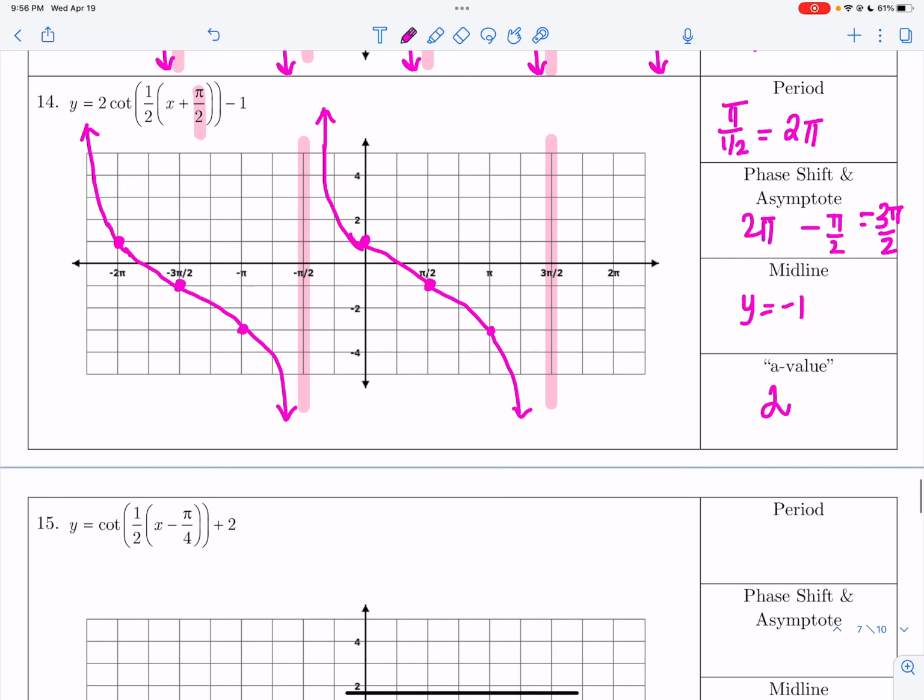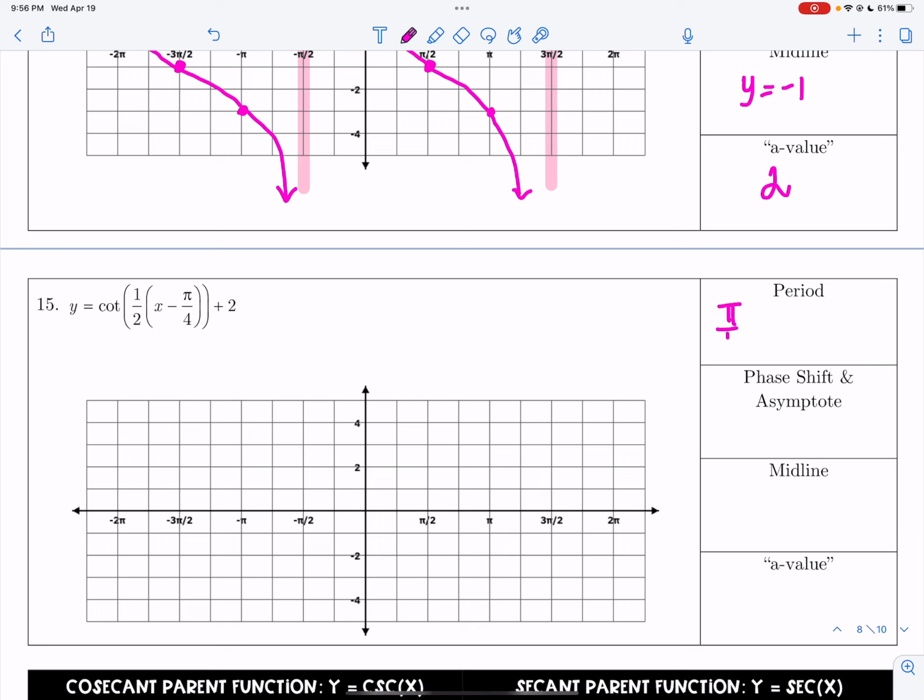15, same thing where I have a half as my b value. And then my asymptote, I'm just going to add pi over 4. 8, so that's 9 pi over 4. Your midline's at 2, and then your a value is at 1. Lucky for me, I already have 9 pi over 4. That's like literally at the end. And then you have your 2 pi. So right here. 8, right here.